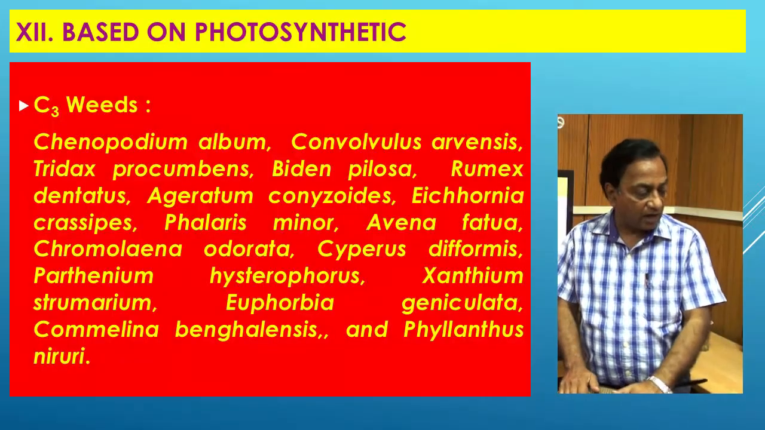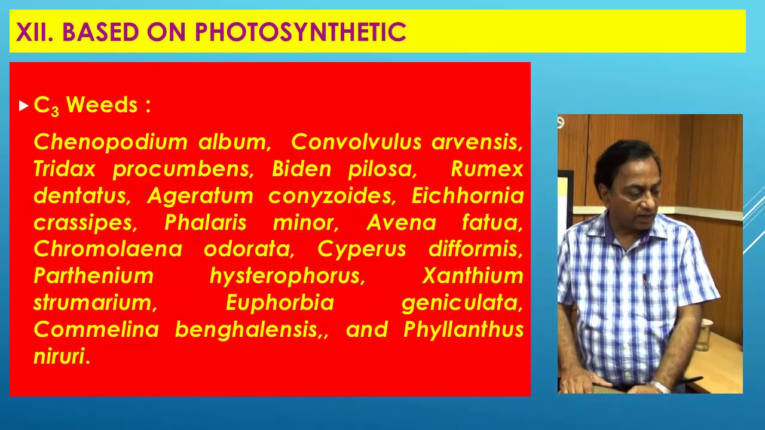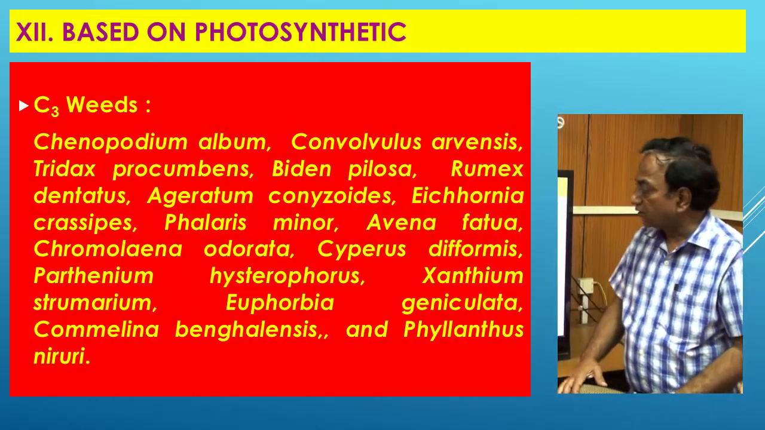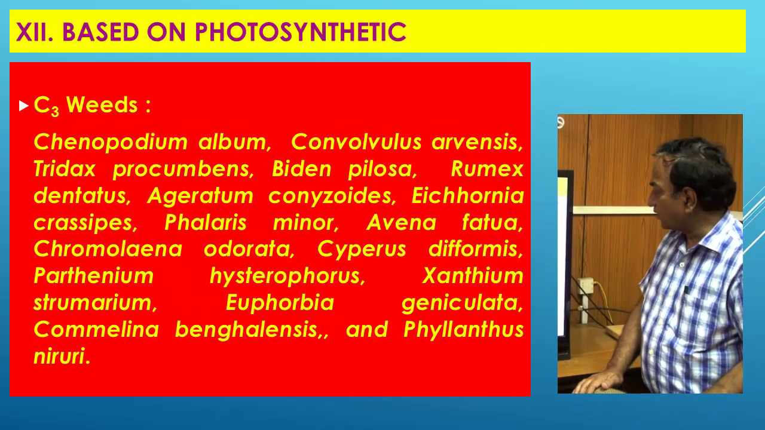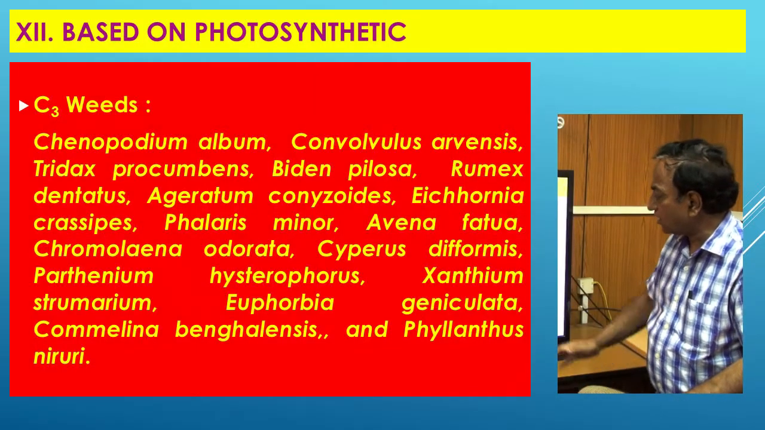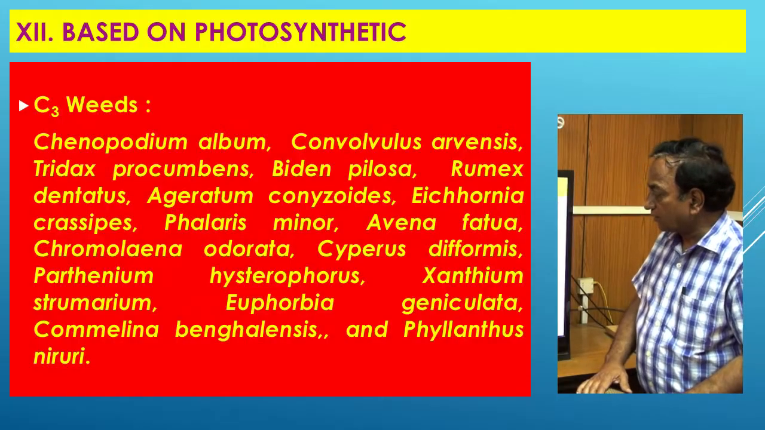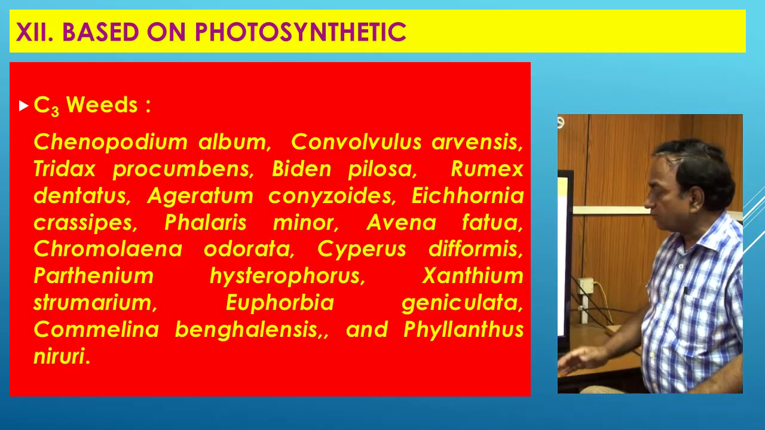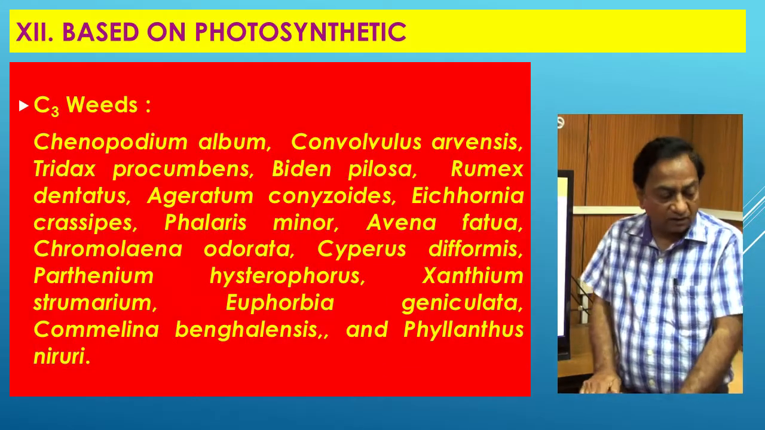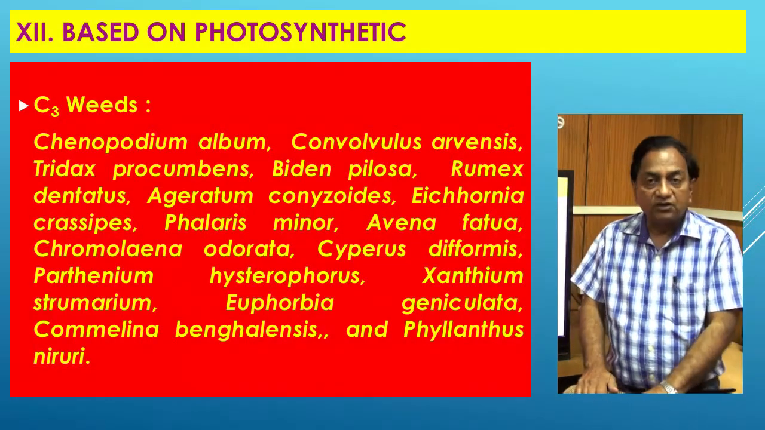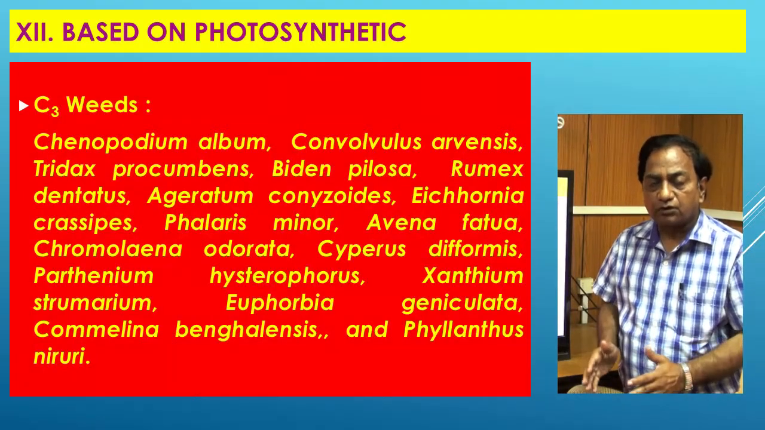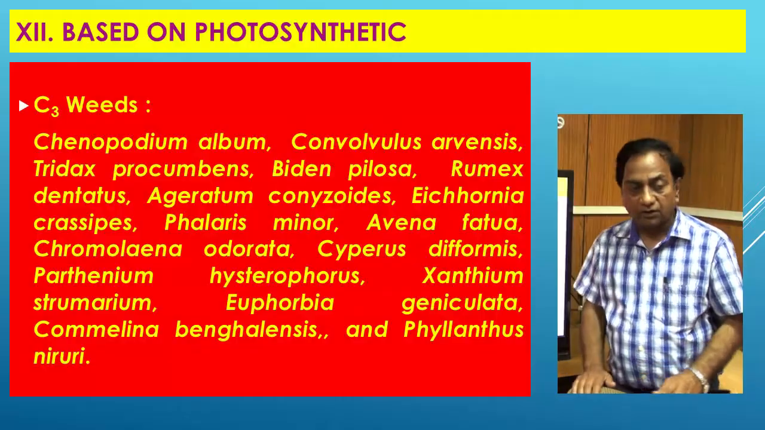So C3 weeds are Chenopodium album, Convolvulus arvensis, Tridax procumbens, Bidens pilosa, Rumex dentatus, Ageratum conyzoides, Ischaemum crucipes, Phalaris minor, Avena fatua, Chromolaena odorata, Cyperus difformis, Parthenium hysterophorus, Xanthium strumarium, Euphorbia denticulata, Commelina benghalensis, and Phyllanthus niruri. So these are the C3 weeds. Again I will tell that they are photosynthetically inefficient as compared to C4.